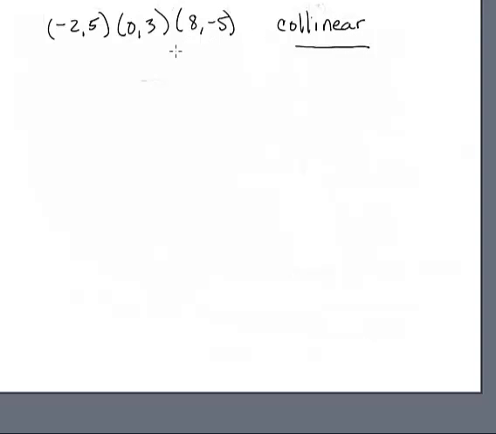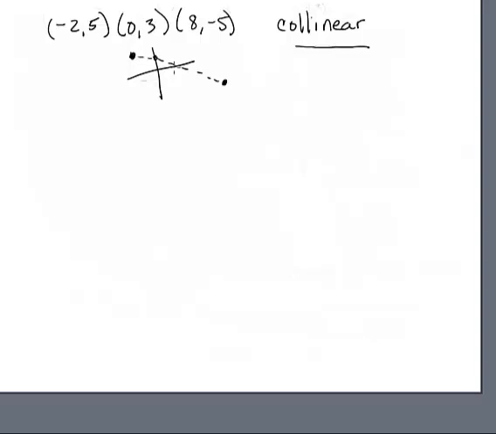Well, I could kind of sketch it and make a guess. I could say, okay, negative 2, 5, 0, 3, 8, negative 5. Well, they might be. I can't really say for certain. But one thing I do know is if they are on the same line, if I find the distance from here to here, and then add it to the distance from here to here, that should be the same as if I found it from the beginning to the end.